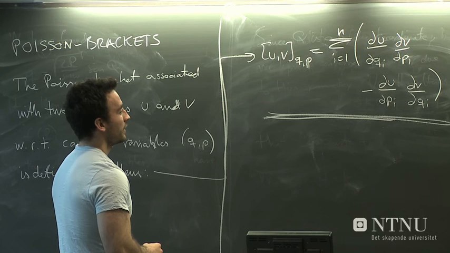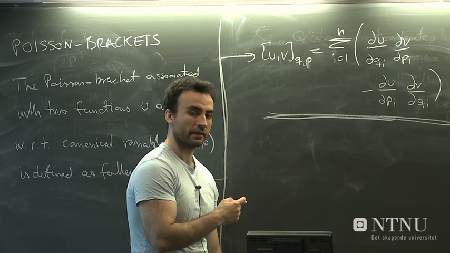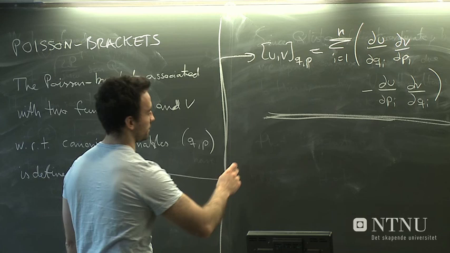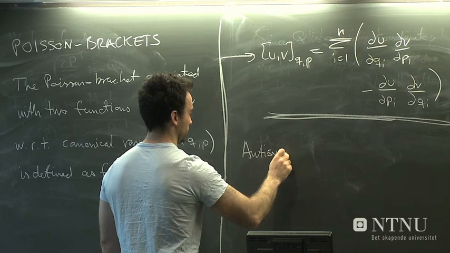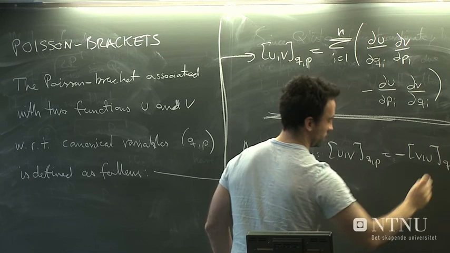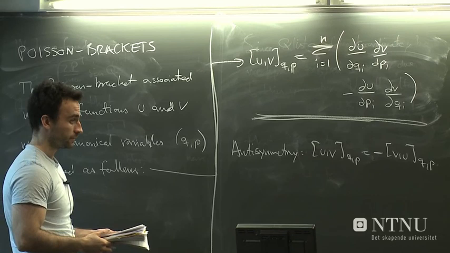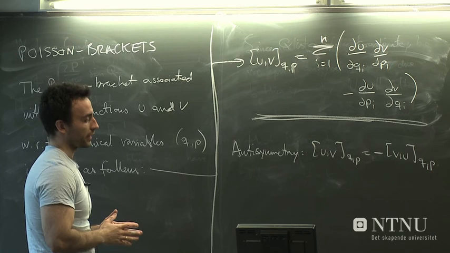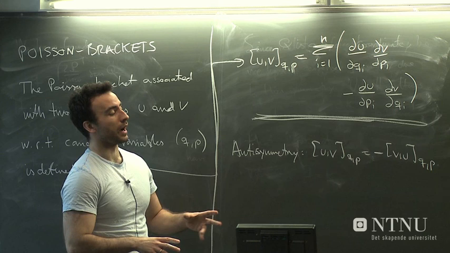So one property that immediately follows from this definition is that it's anti-symmetric. And we'll have a look at a couple of other properties of this tool, and also how it is in fact related to so-called commutators in quantum mechanics. But we'll do this after the break.